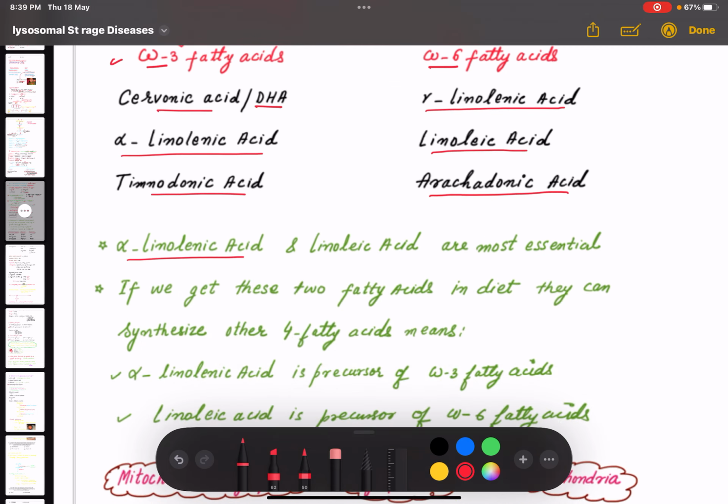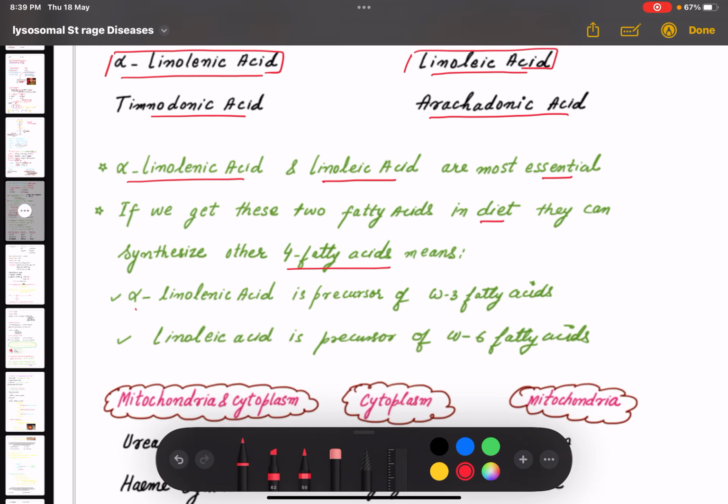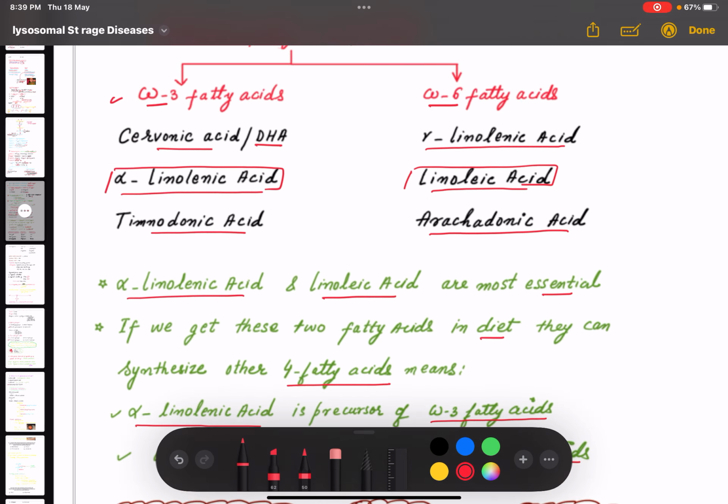See, guys, alpha linolenic acid, this one, and linoleic acid, this one, are most essential. If we get these two fatty acids in the diet, they can synthesize the other four fatty acids, which means alpha linolenic acid is the precursor of omega 3 fatty acids, and linoleic acid is the precursor of omega 6 fatty acids. It means from alpha linolenic acid we can get these two, and from linoleic acid we get these two. That's why these two are most essential.